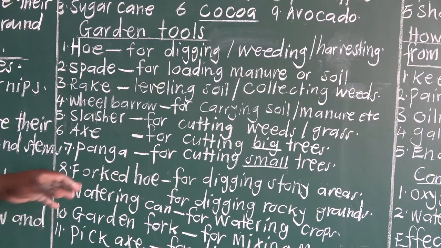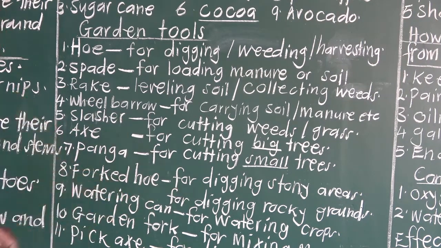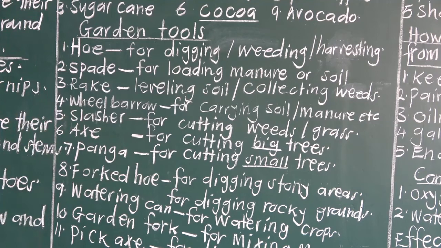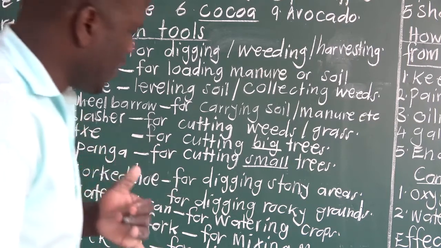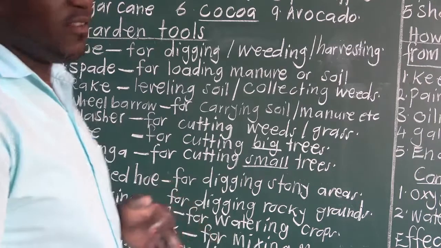Then we have a forked hoe. A forked hoe is used for digging stony areas, or rocky areas, or you can say hard soil.